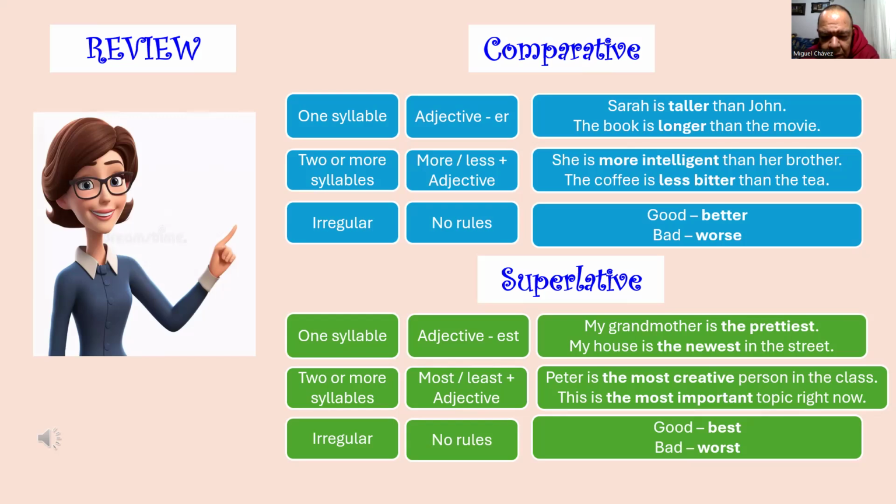For adjectives with two or more syllables, the superlative is created by adding most or least before the adjective. For example, Peter is the most creative person in the class. This is the most important topic right now. There are some irregular superlatives that do not follow these patterns, such as good becoming best and bad becoming worst. Using comparatives and superlatives can help us to express our opinions and make comparisons more effectively. It is important to note that the word than must always be used after the comparative and the word the before superlatives to make a complete comparison.